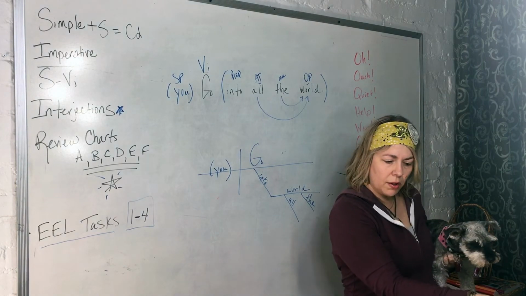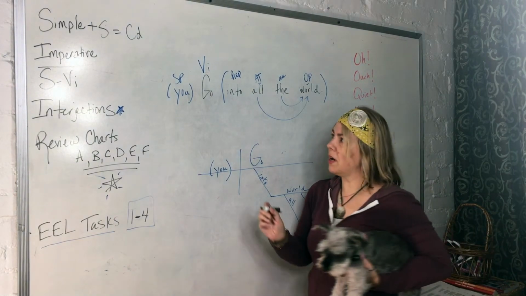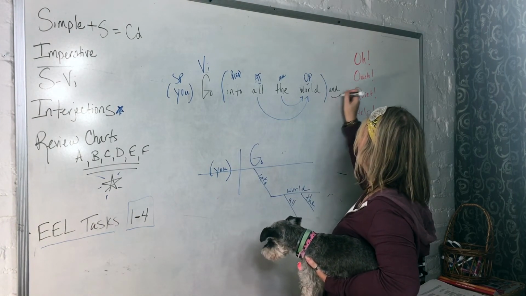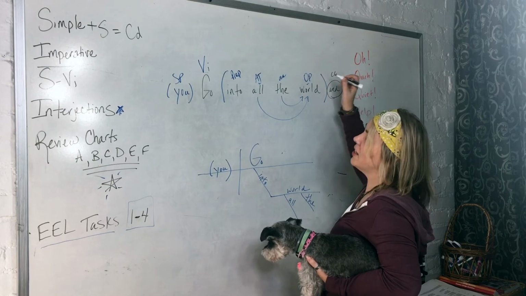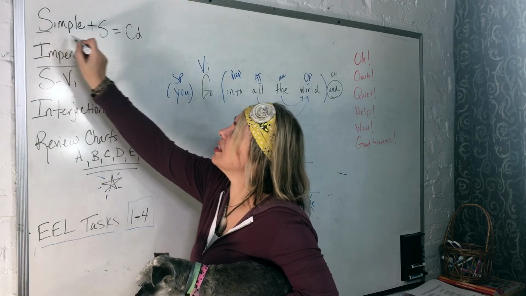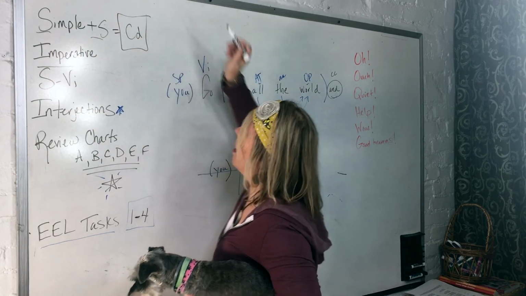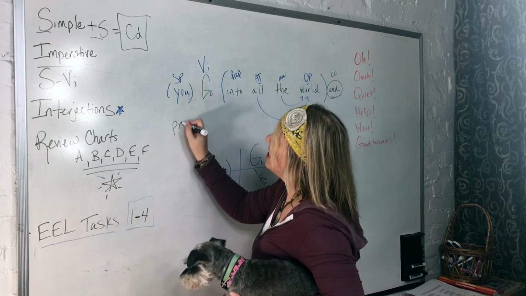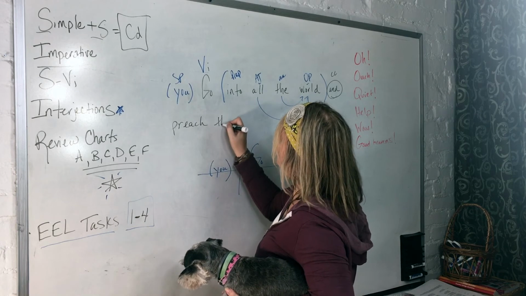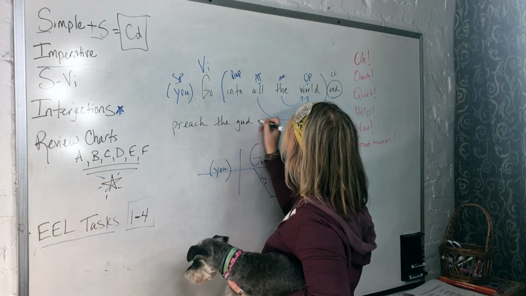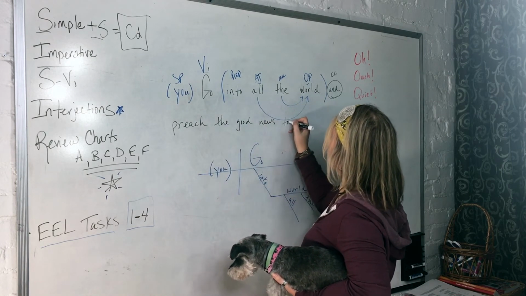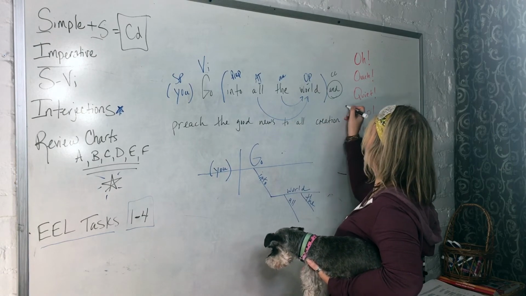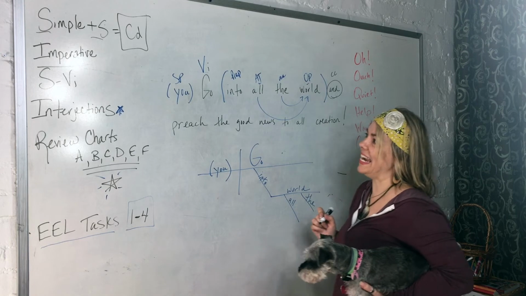Now, what was the rest of that? It said, go into all the world and preach the good news to all creation. So if I took that off and said, and, this is going to be a coordinating conjunction. And this is going to take this plus this, and we're going to make it compound, if Ellie can hang in there long enough. And preach the good news to all creation. I'm going to make it exclamatory because this is exciting.